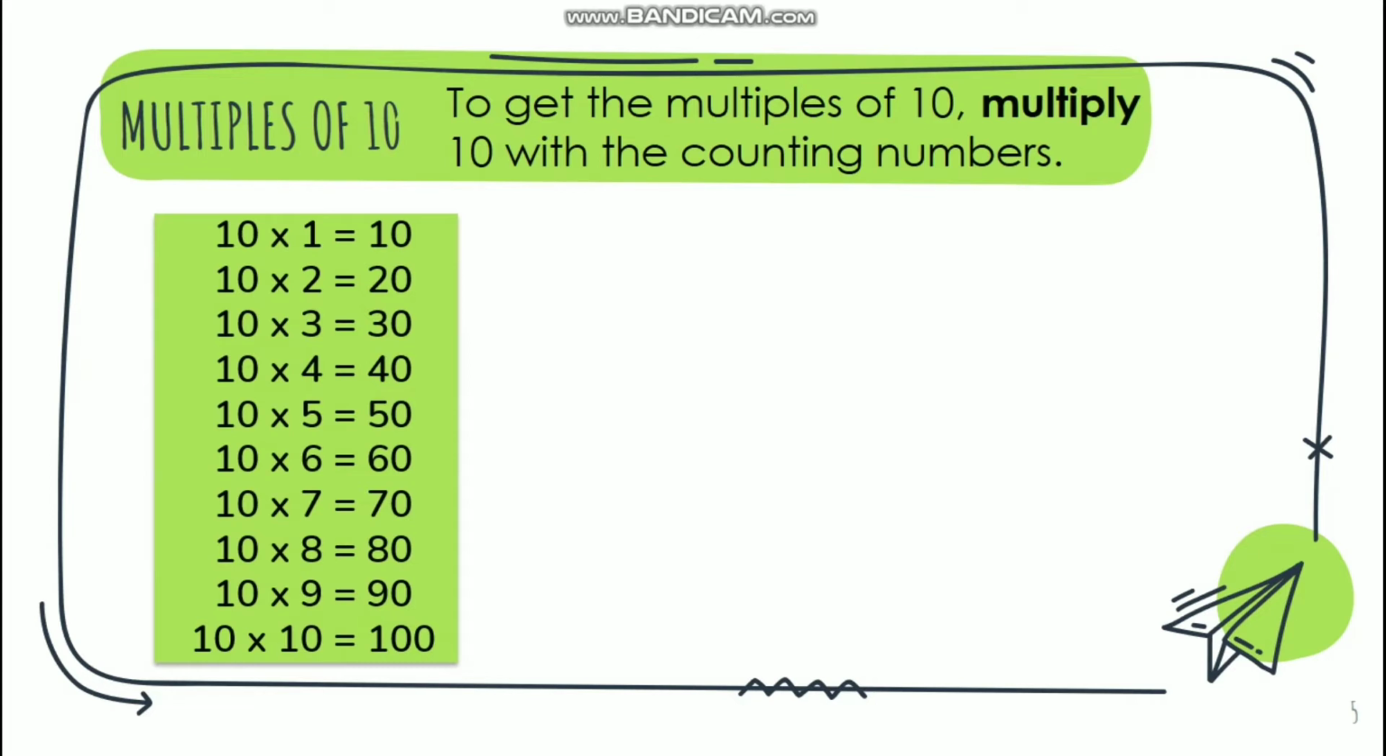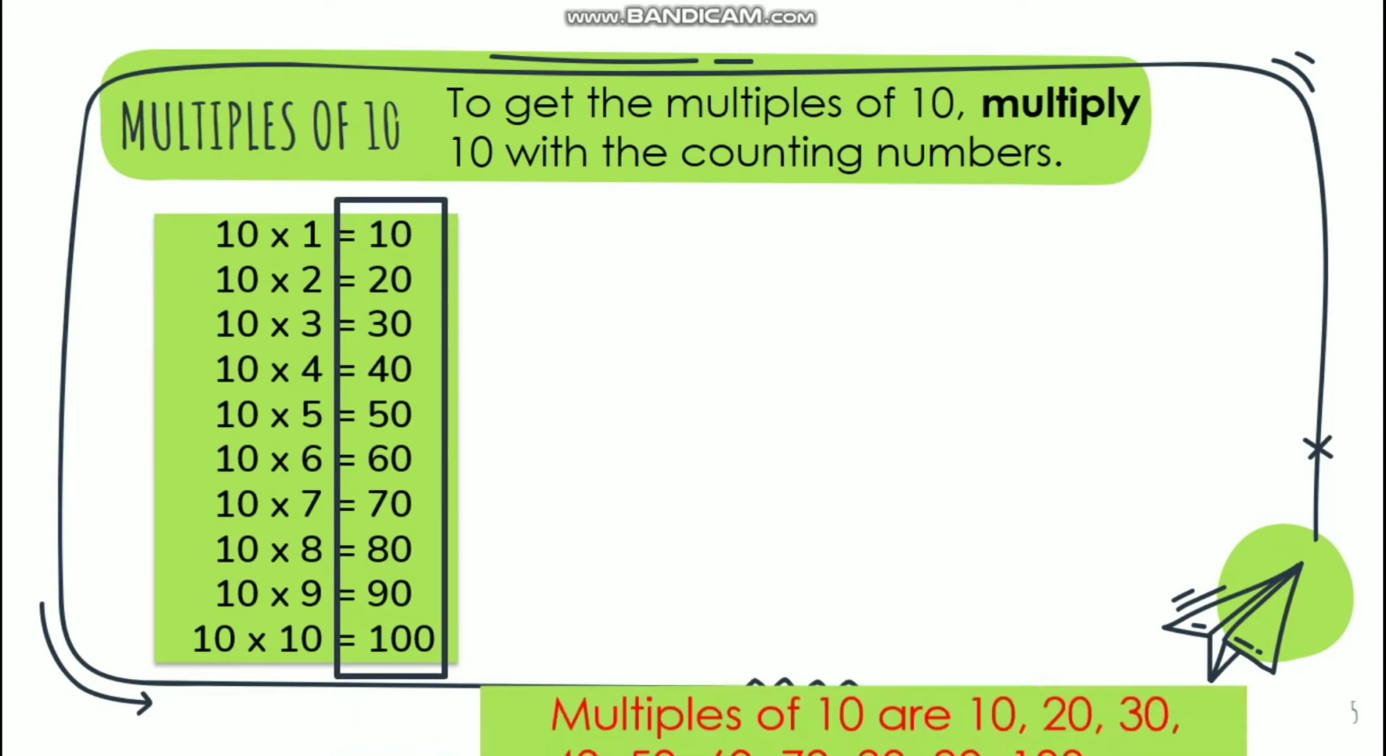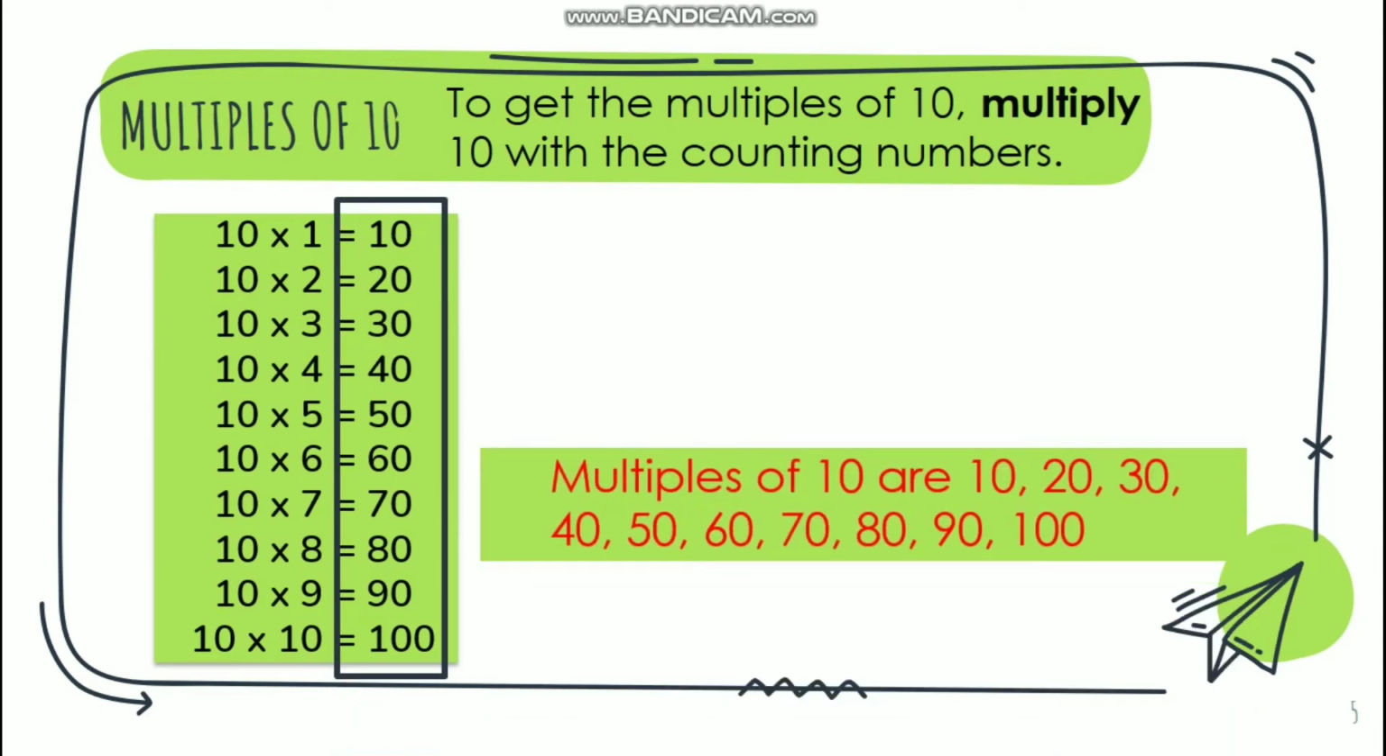The numbers 1 to 10 are the counting numbers. And the result in multiplying 10 to the counting numbers, those are the multiples of 10. So the multiples of 10 are 10, 20, 30, 40, 50, 60, 70, 80, 90, and 100. These are the first 10 multiples of 10.